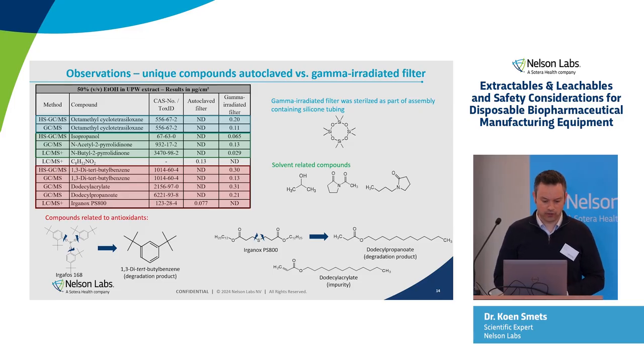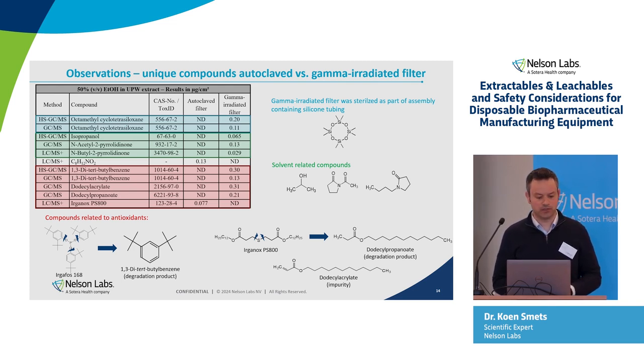And also the same for the 1,3-di-tertiary-butylbenzene, which was only detected for the gamma irradiated filter. This is most likely formed by gamma irradiation from the antioxidant Irgafos 168, which is commonly used in polypropylene materials.